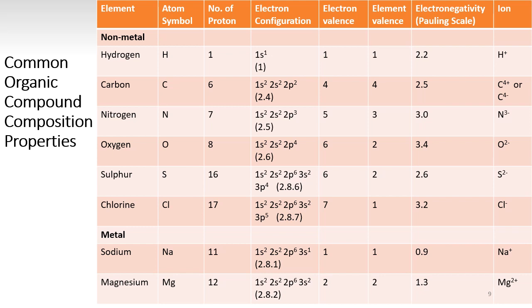Throughout this lesson, I list out the properties of common organic compound composition in the aspect of atom symbol, proton number, electron arrangement and configuration, electron valence, element valence, electronegativity, and also stable ion form. You can evaluate other element properties by referring to the periodic table of elements and Pauling scale.